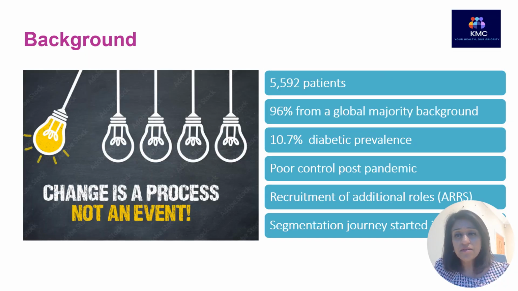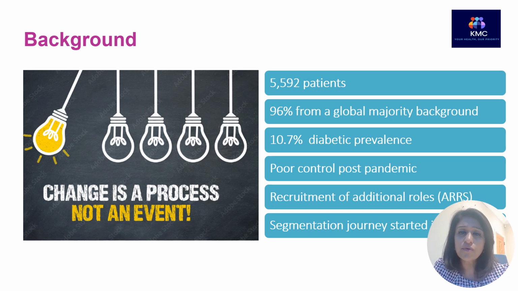Our journey really started post-COVID. We are a small practice of about 5,592 patients, 96% global majority, one of the most deprived populations in Frimley, with 10.7% diabetic prevalence. Most of the rest of the system is at 6%. And the diabetic control significantly deteriorated post-pandemic.